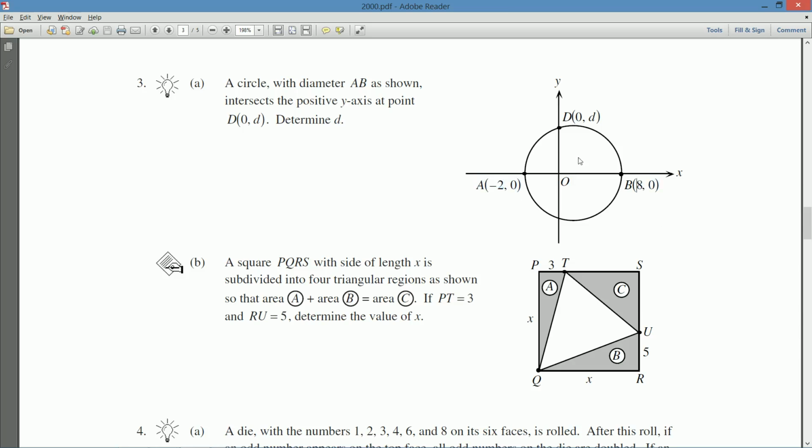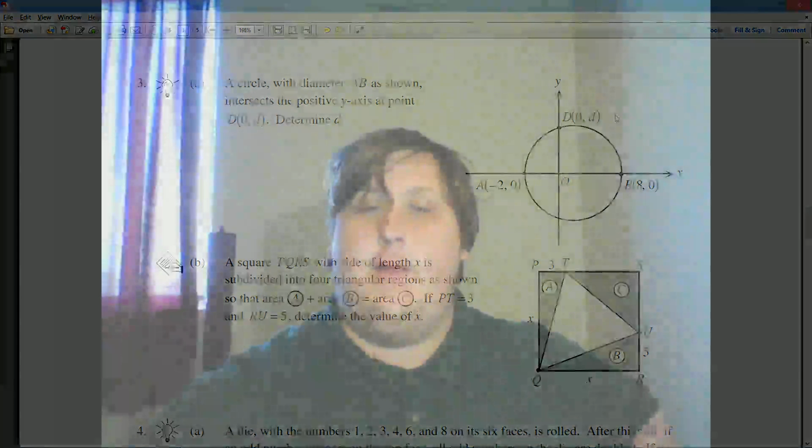So this circle intersects the positive y-axis at the point 0, d. Determine little d. Okay, so it's going to be a positive value. Got to make sure of that. And I can see 2 ways to go about doing this question. The first way, very common, very natural way of doing things, we have a diameter, we know its endpoints, we can figure out the midpoint. That's going to be the center of the circle.